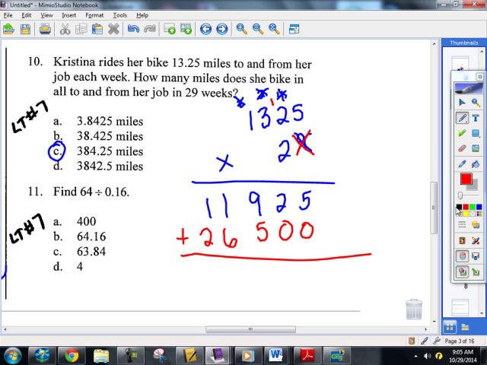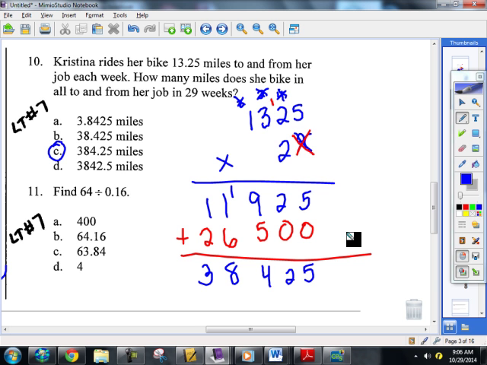When people miss these, by the way, they're missing them just because they get all sloppy with their writing. 5 plus 0 is 5. 2 plus 0 is 2. 9 plus 5 is 14. 8 and 3.